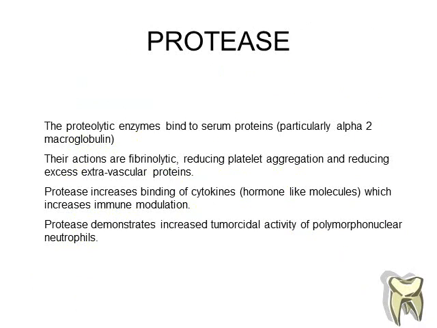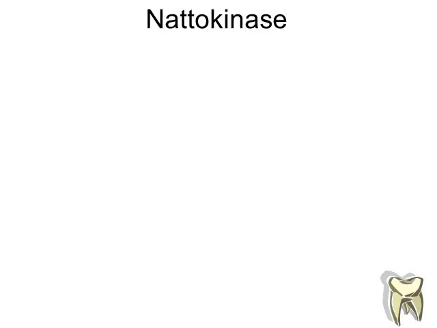Let's talk about protease. The proteolytic enzymes bind to serum proteins, particularly the alpha-2 macroglobulin. Their actions are fibrinolytic, reducing the platelet aggregation and reducing excess extravascular proteins. The protease increases the binding of the cytokines, the hormone-like molecules, which increase immune modulation. Protease demonstrates increased tumoricidal activity of polymorphonuclear neutrophils.